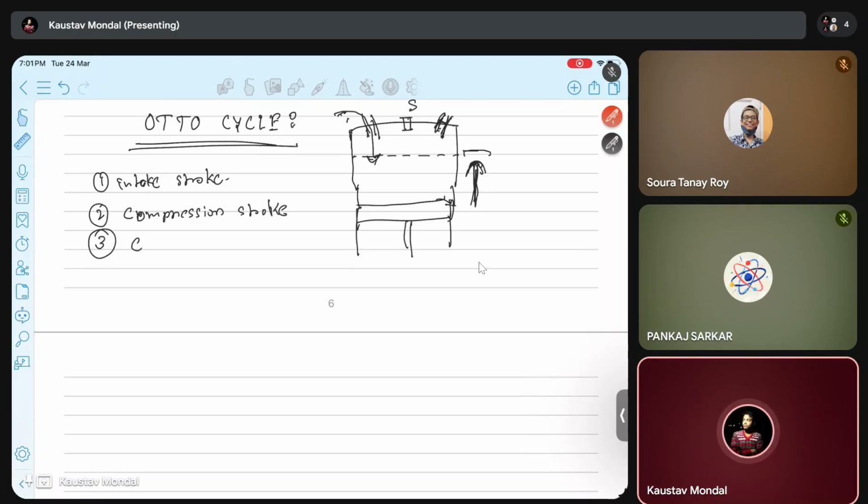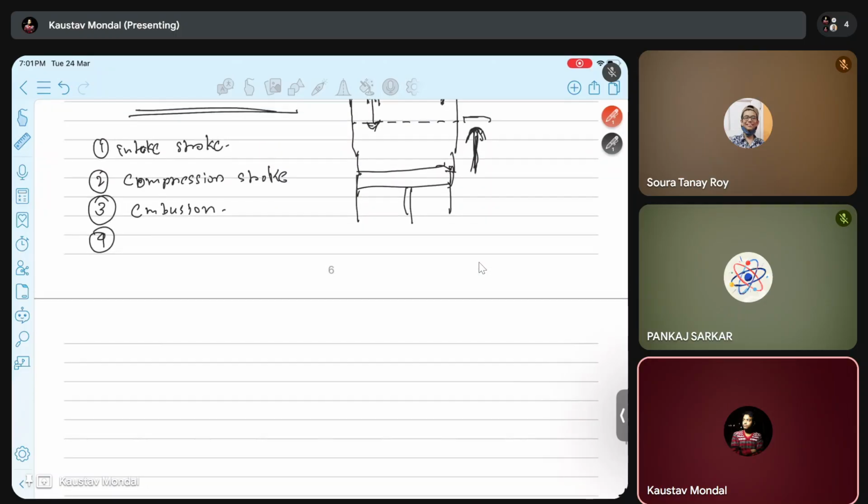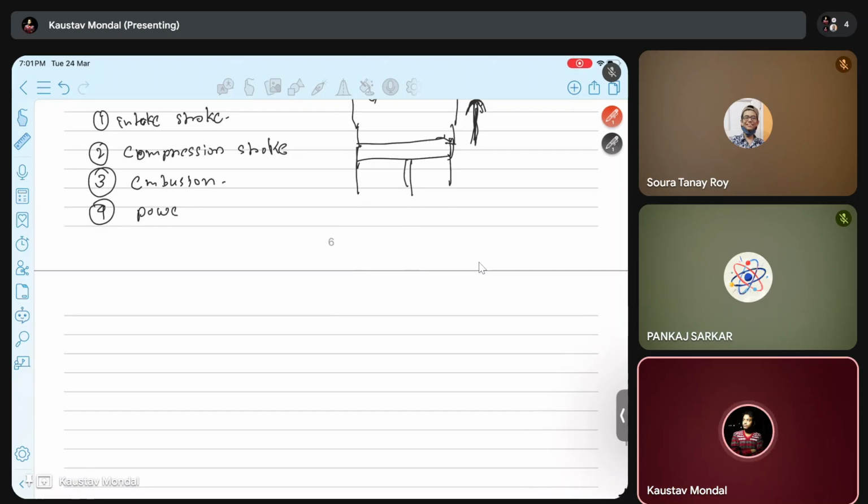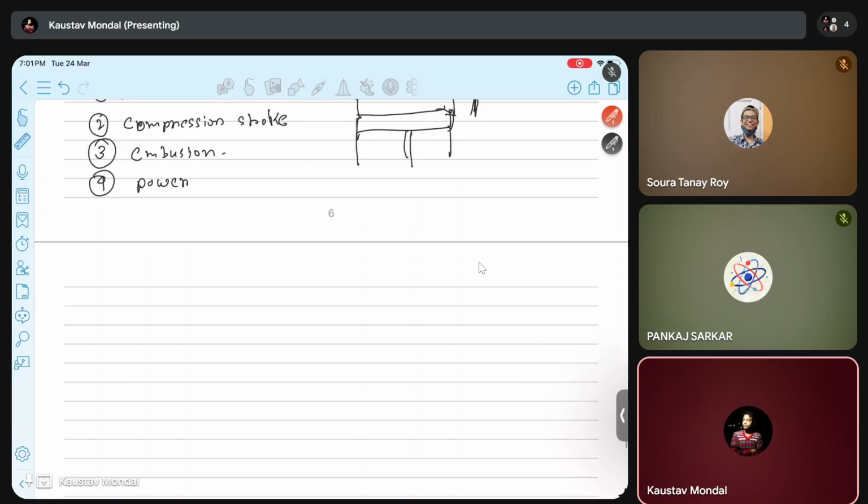So this is the combustion step, and because of the combustion, there is some power that is exerted towards this piston, and the piston moves downwards. Okay, so this is known as the power stroke. This happens because of the sparking in the hot mixture of air and fuel. Okay, this is known as the power stroke.